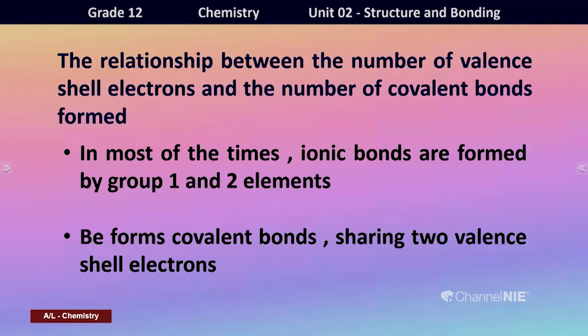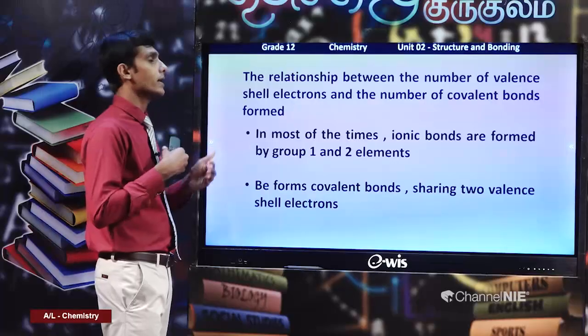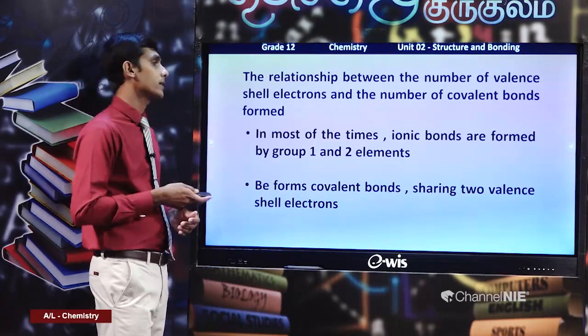We know that in the periodic table on the left hand side you have less electronegative elements or more electropositive elements, and on the right hand side of a period you have more electronegative elements. So group 1 and 2 elements on the left hand side of a particular period have a higher tendency to form ionic bonds by forming cations, monovalent and divalent cations.